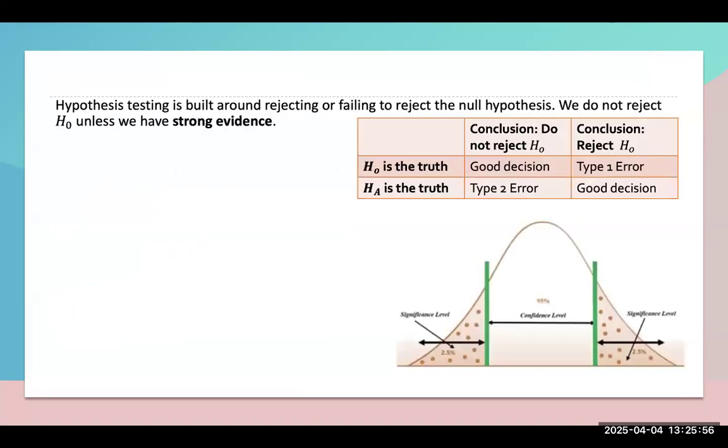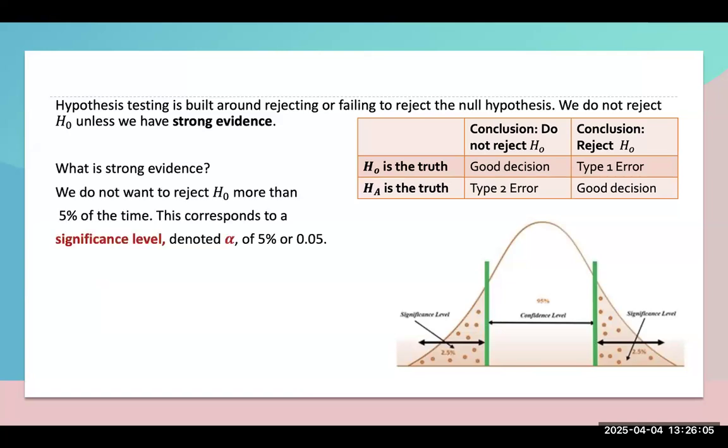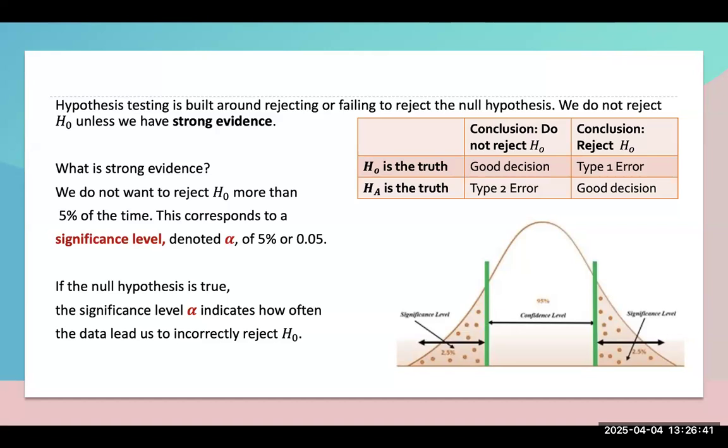Now, I mentioned this concept of strong evidence. What is strong evidence? It depends on the problem, but in general, we don't want to reject the null hypothesis more than 5% of the time. This is called the significance level, and we denote it with the Greek letter alpha. So we want alpha to be equal to 0.05 unless we're told otherwise. Somebody may say they want the significance level to be 1%, which would mean we don't want to reject the null hypothesis more than 1% of the time. So if the null hypothesis is true, the significance level alpha indicates how often the data lead us to incorrectly reject the null hypothesis.